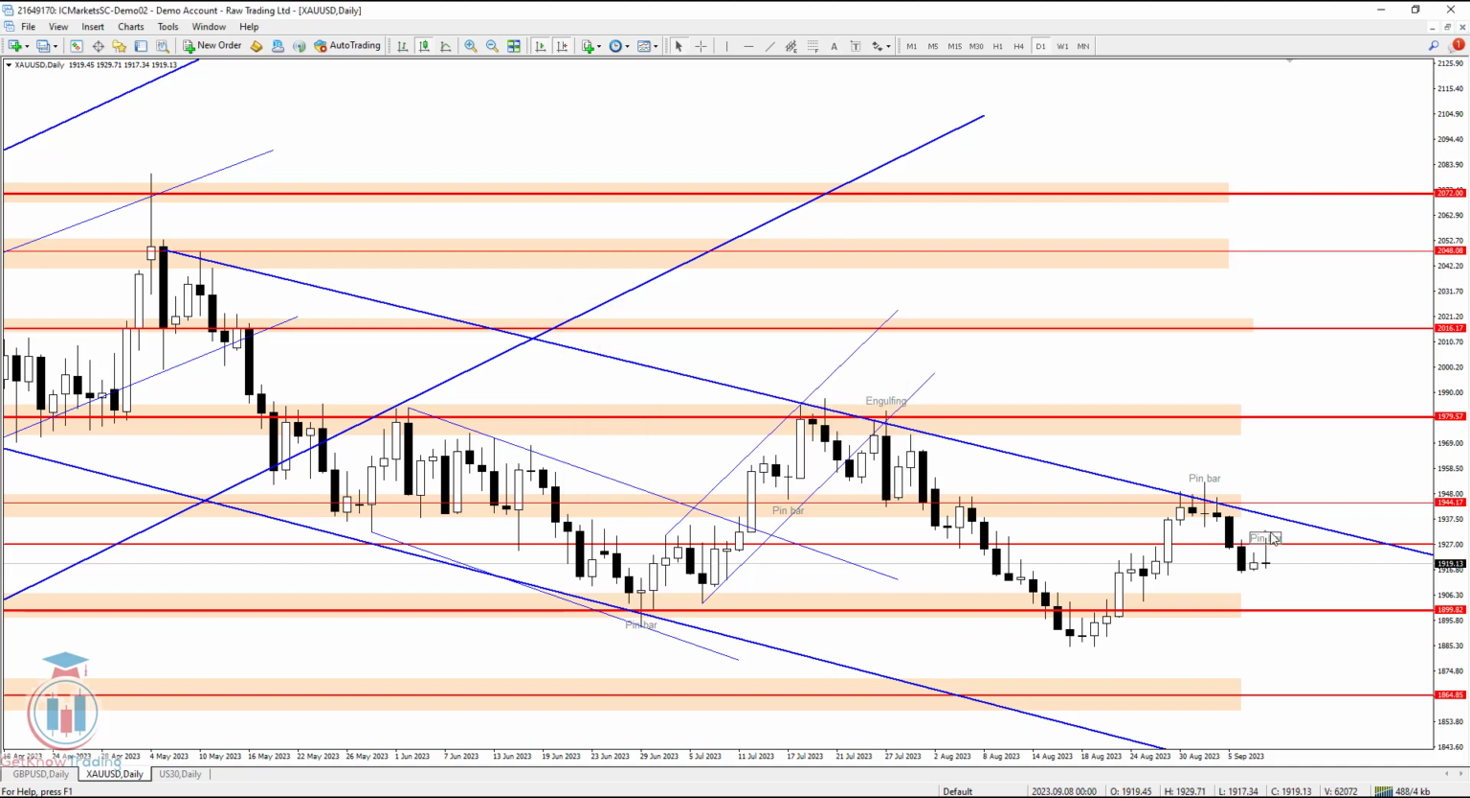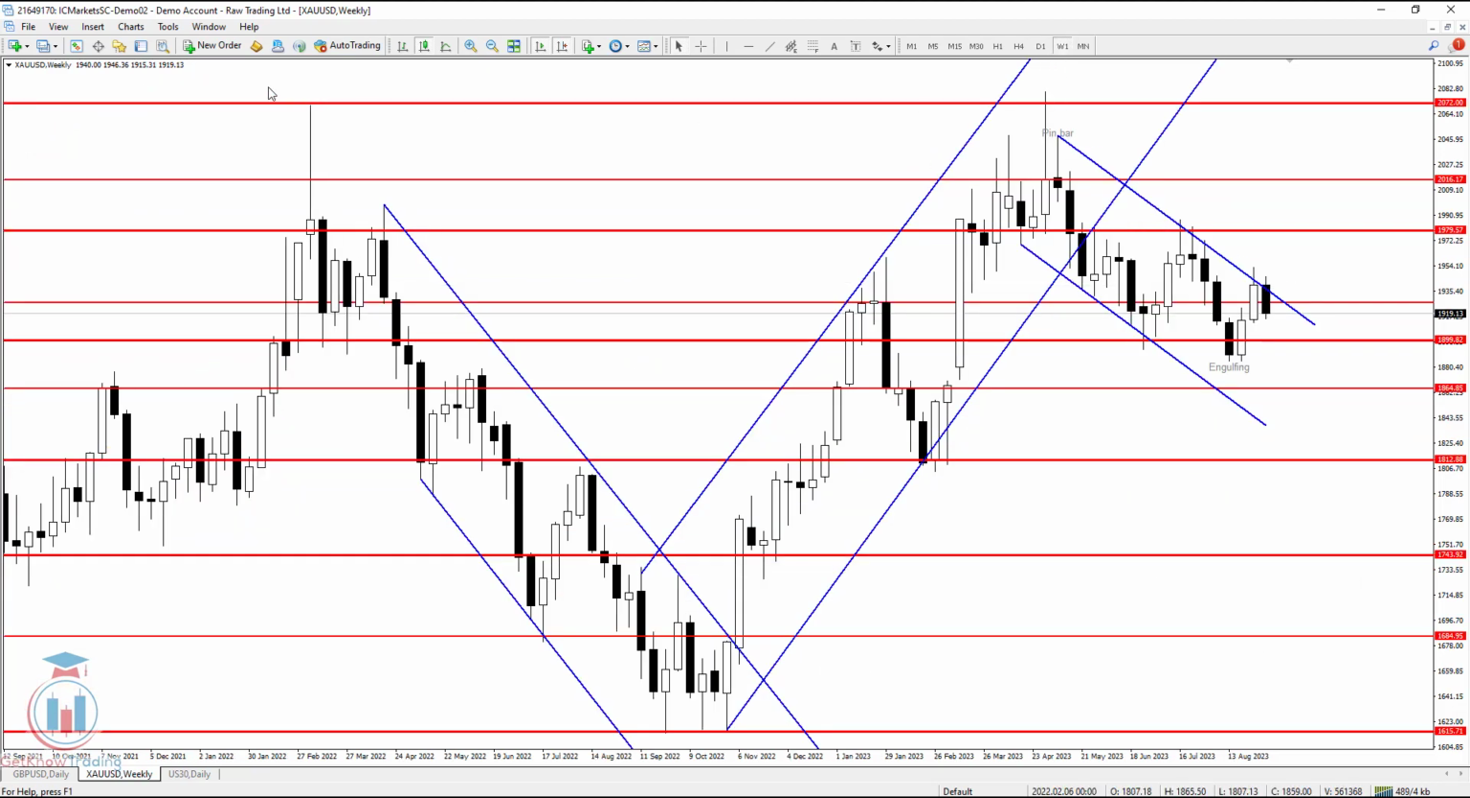A bearish pin bar that is formed here, which is suggesting that the price could fall down. And then let's see on the weekly time frame how this looks after the price has reached this area where the confluence of resistance is.